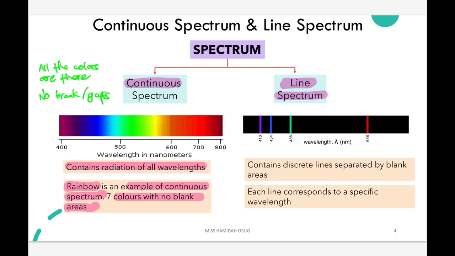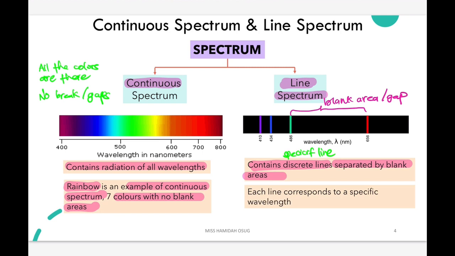While line spectrum only contains discrete lines separated by blank areas. What is the meaning of discrete lines? Discrete lines means specific lines in which the lines are separated by blank areas. So this is what we call a blank area. Between this blank area, there is a line which corresponds to a specific wavelength.